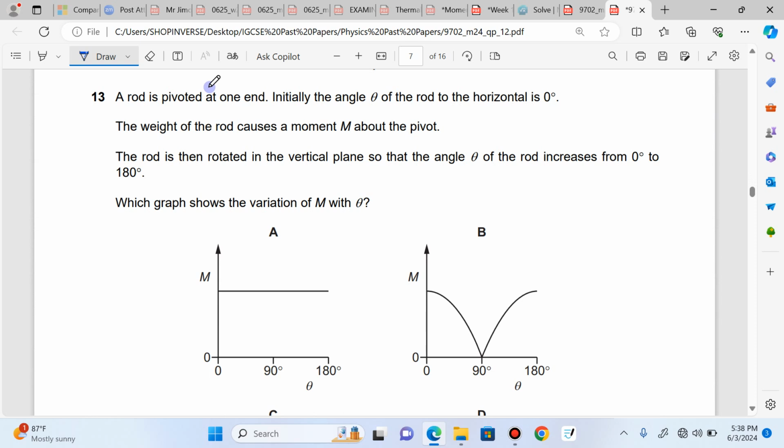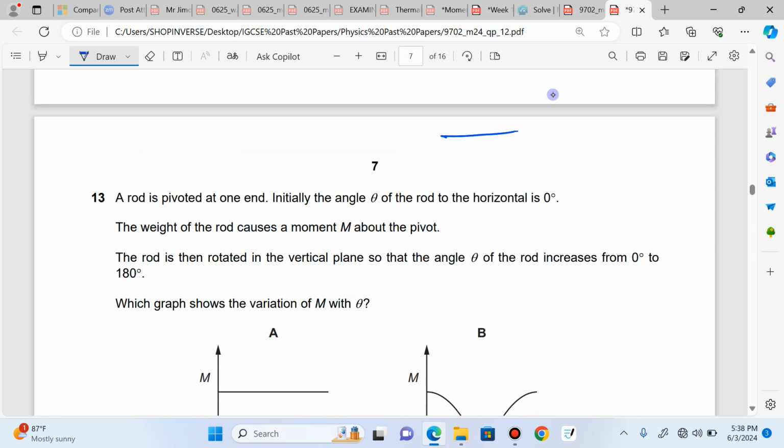A rod is pivoted at one end. Initially, the angle theta of the rod to the horizontal is 0 degrees. Let this be the pivot. The weight of the rod causes a moment M about the pivot. The rod is then rotated in the vertical plane so that angle theta of the rod increases from 0 degrees to 180 degrees.